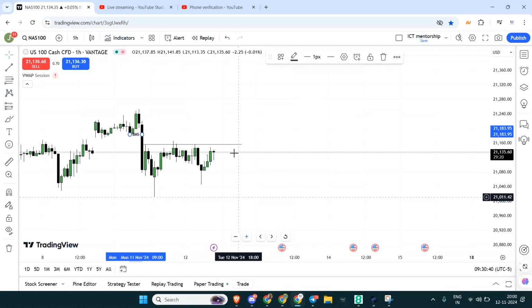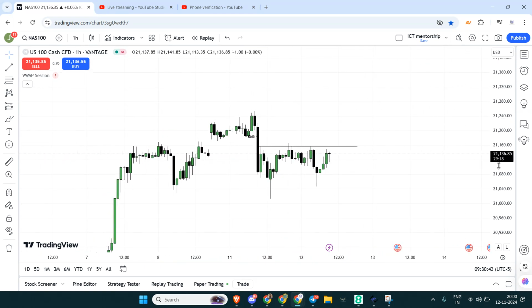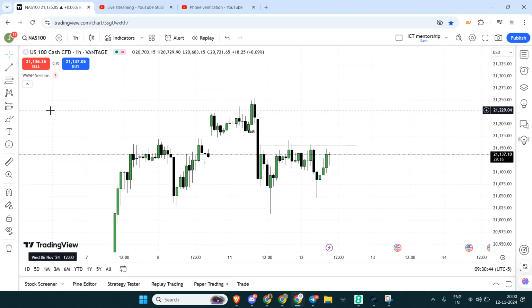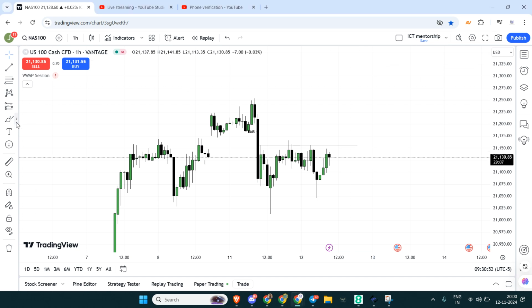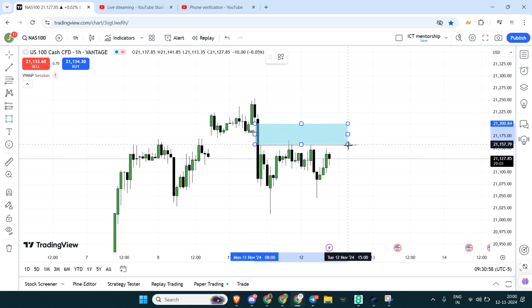If you are checking the levels, you can see a big FVG there. Price already created an FVG. I'll show you. So this is a 1 hour FVG created by price yesterday. I guess you already know what an FVG is.